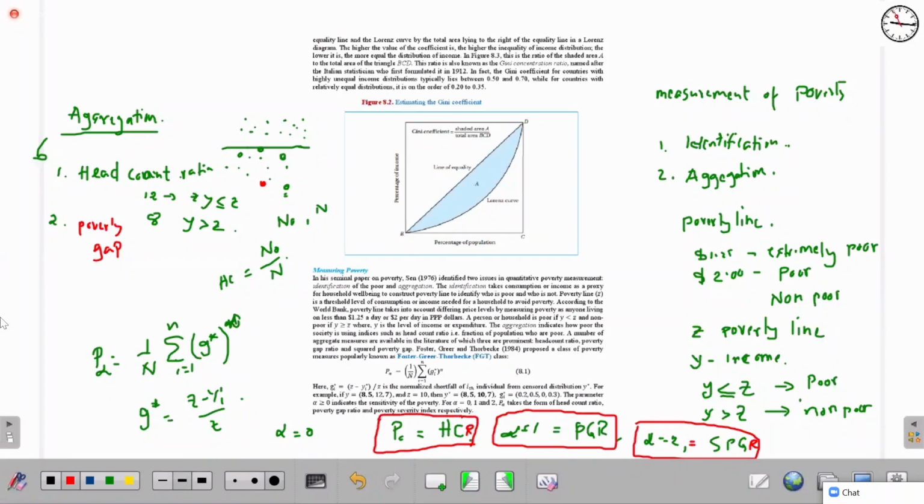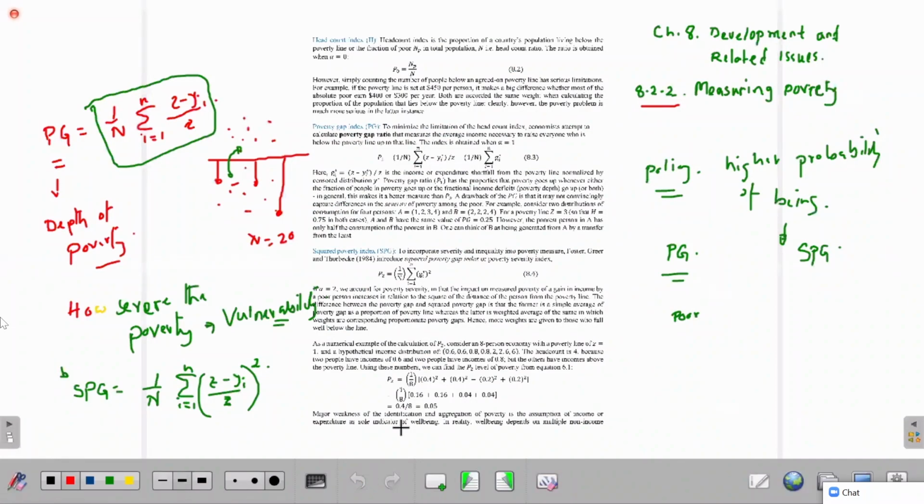Okay, so these are the three measures of poverty. We can calculate who is poor, what is the depth of a person's poverty, and what is the severity of a particular person's poverty. So in this way we measure poverty. In the handout you will see a numerical example; you can work it out with the equation provided here. Okay, so let's move forward.